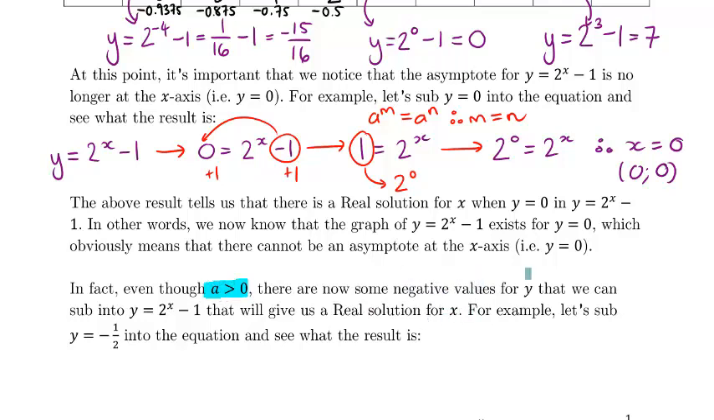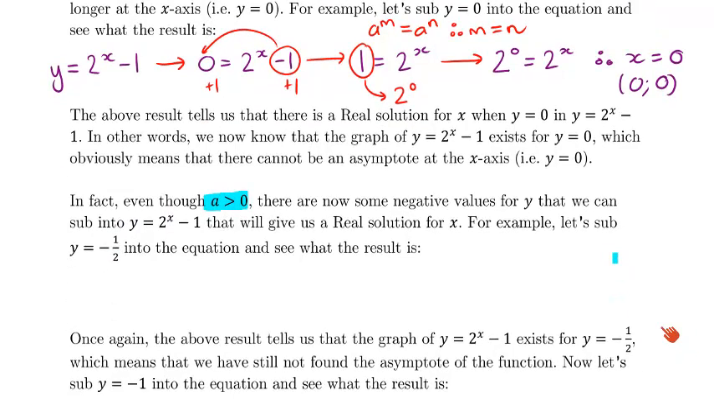Before, when q was just equal to 0 and we had a greater than 0 on top of that, we never got negative values for y. But now that we've changed the value of q, we're getting negative values for y even though a is greater than 0. So for example, guys, let's sub in y is equal to minus 1 over 2 into the equation and see what the result is. Okay, there's our equation. Let's sub in y is equal to minus 1 over 2 there. Minus 1 over 2 is equal to 2 to the x minus 1. Hope you agree with me, guys, that in our attempts to solve for x here, we're going to take that minus 1 over to the other side. In other words, we're adding 1 to both sides over here. And what do we get left with?